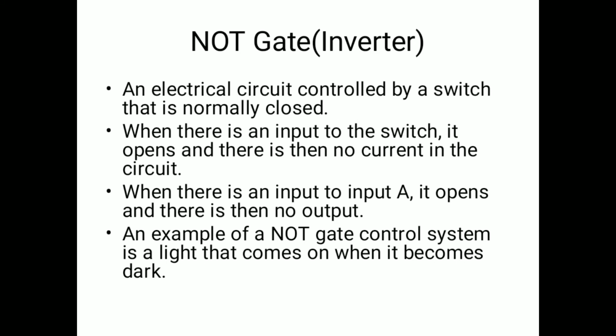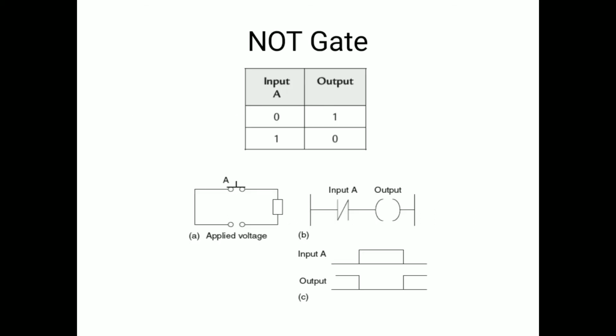The next gate is your inverter, which is also called the NOT gate. In an electrical circuit, if we want to represent a switch that is normally closed, we can use an inverter. We know in an inverter we have only one input. When there is an input to the input A, the switch opens and there will be no output. This type of circuit is called a NOT gate.